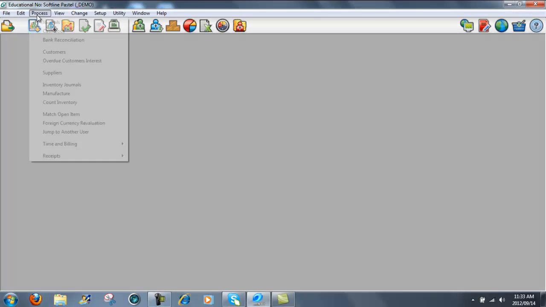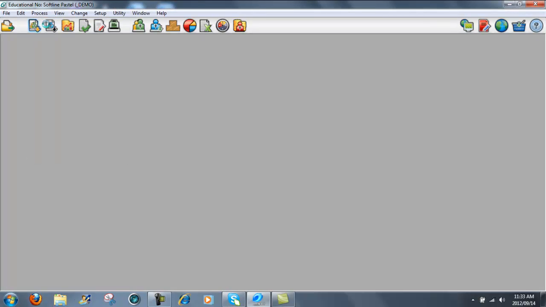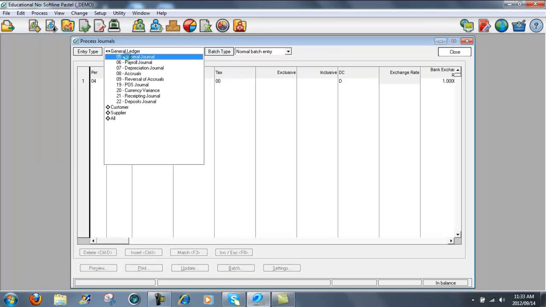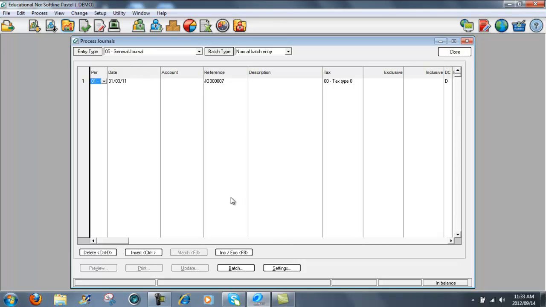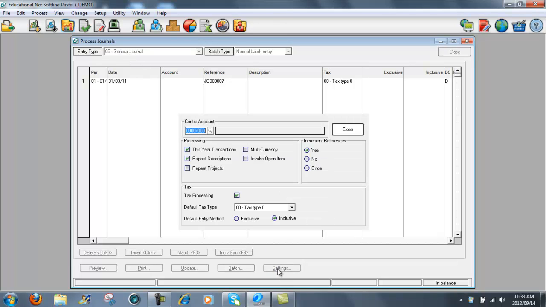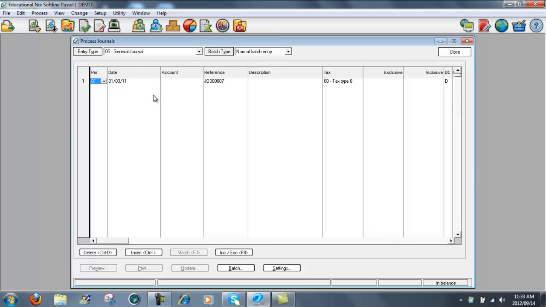The stationery will be debited with the exclusive amount, and the tax will also be debited with the tax amount. So let's go and do that. We're going to click on Process, click on Journals, and go to the General Journal. Just again, make sure your settings are correct. Make sure the tax processing is on, and we click on Close.